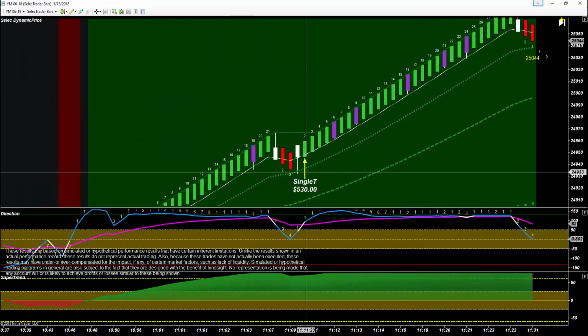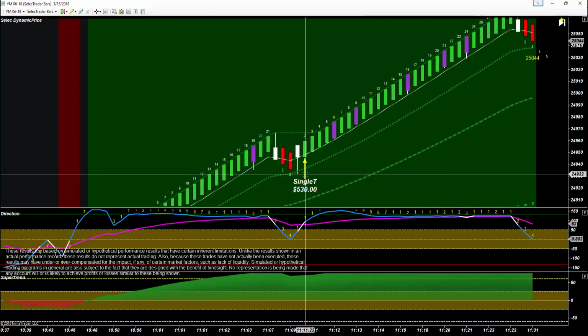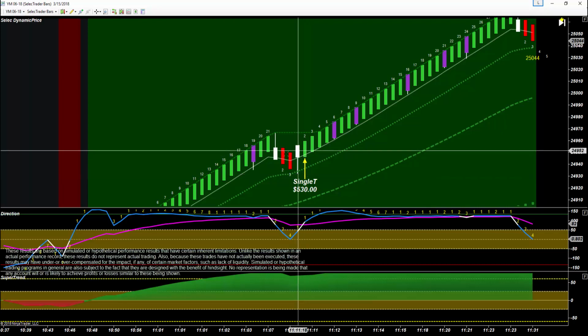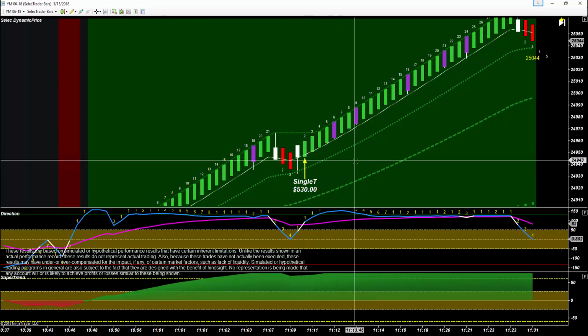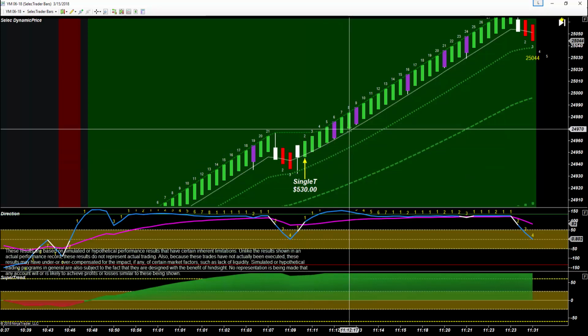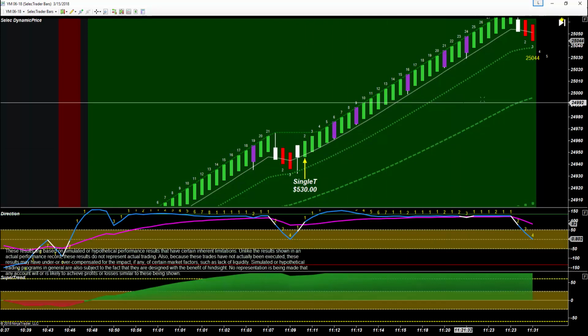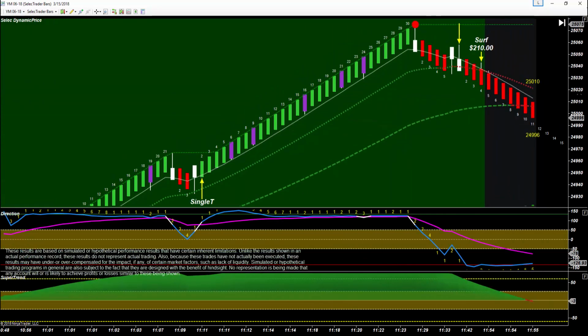Then we have a single T long at 1111, starting another leg of this run. This one hits profit target, and we can begin trailing at the low of the previous bar after the close of bar 8, riding over all these tails along the way, taking part in the rest of the run.